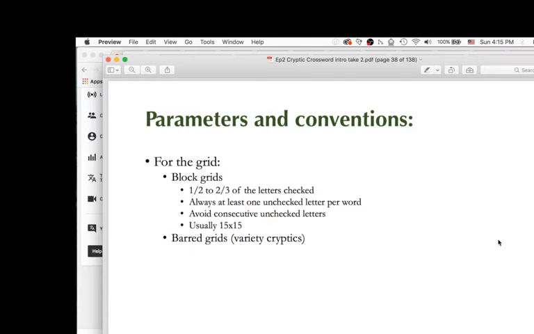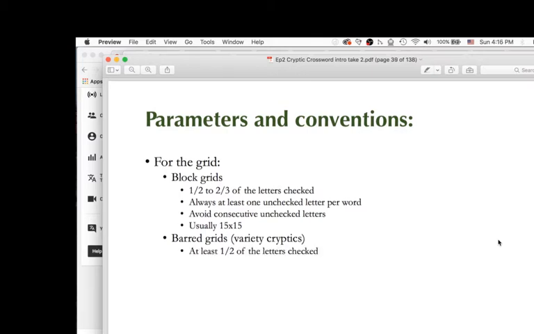The other main kind of cryptic grid is a barred grid, which is usually used in what are called variety cryptics. Variety cryptics are beyond the scope of this episode. I would like to talk about them in a later episode, but the essential feature of variety cryptics is that you're not just solving cryptic clues. You are then doing something with those answers. You might be transforming some of the answers to fit them in the grid. You might have to do some modifications to some of the clues before you can solve them. They're even more complicated than cryptic crosswords. I think they're a lot of fun, but they're not the place to start for this show.